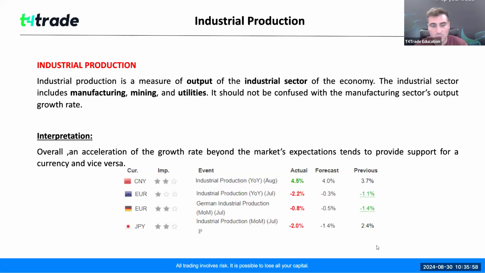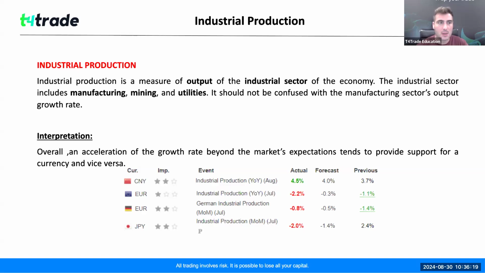And finally, what do we have here? We have industrial production from Japan. It was in negative territory. Expectation was for it to contract 1.4%. It was even worse than that, so 2% negative contraction. That means the Japanese yen was reasonably expected to be weaker post the release of this data.